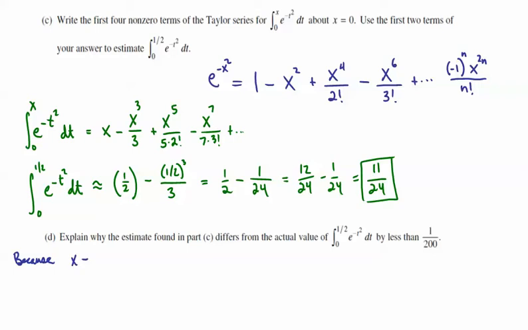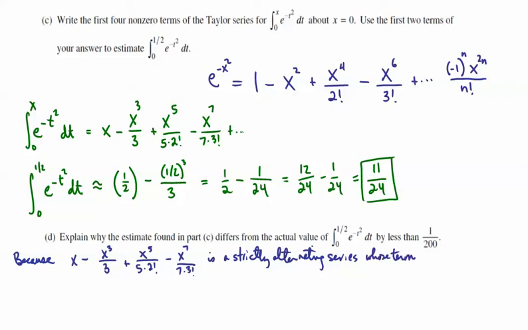because x minus x to the third over 3 plus x to the fifth over 5 times 2 factorial minus x to the seventh over 7 times 3 factorial is a strictly alternating series whose terms decrease in absolute value to 0 when x is equal to 1/2.